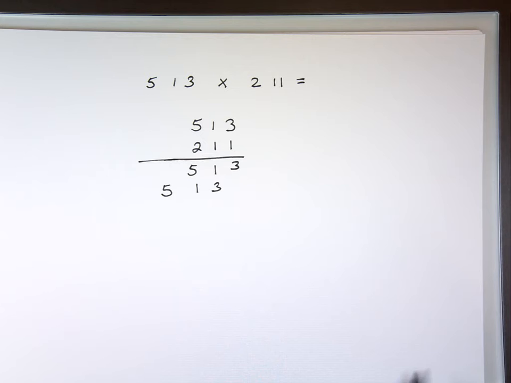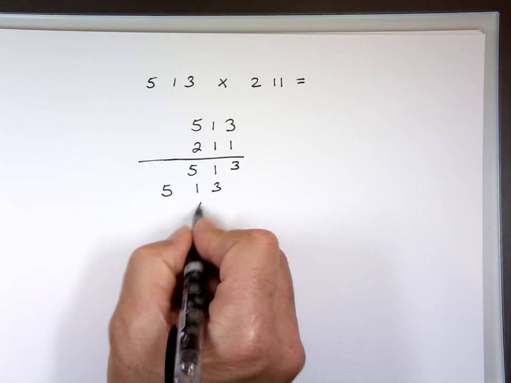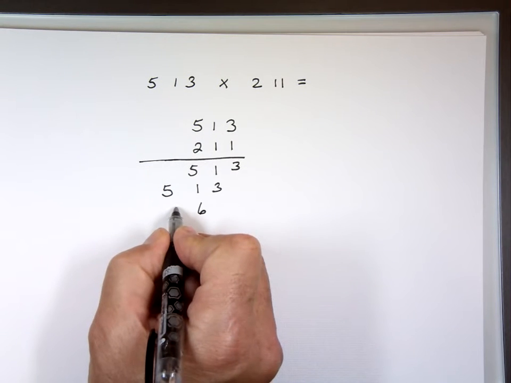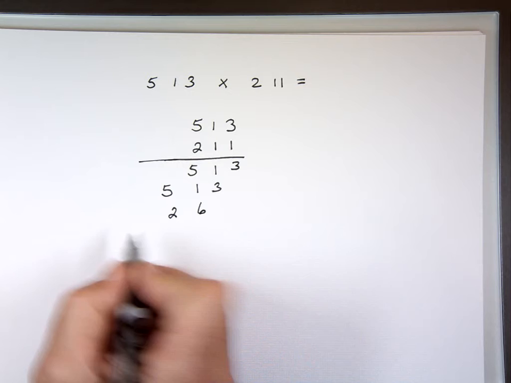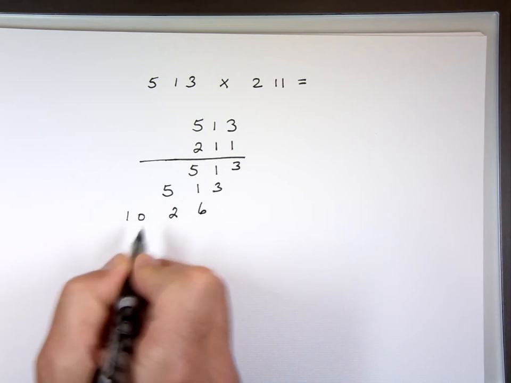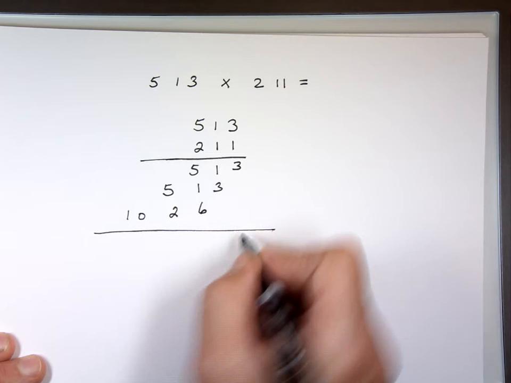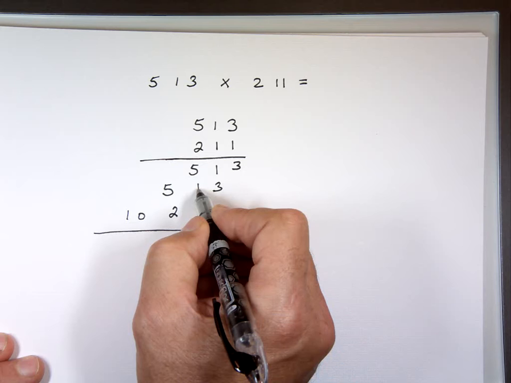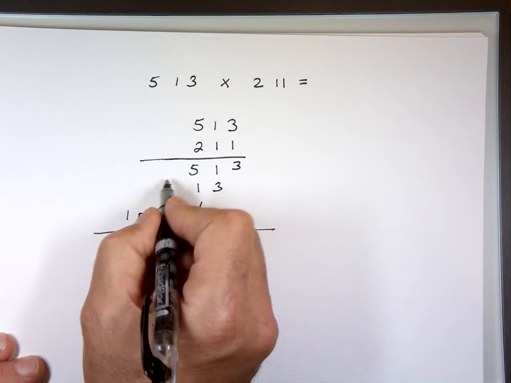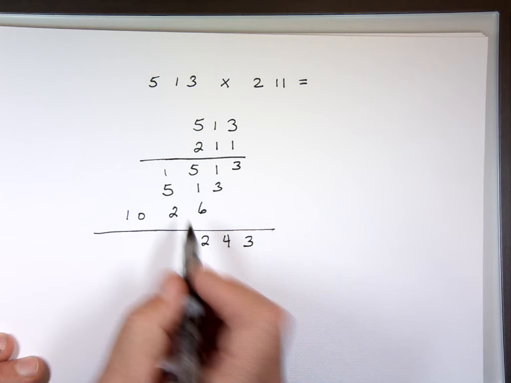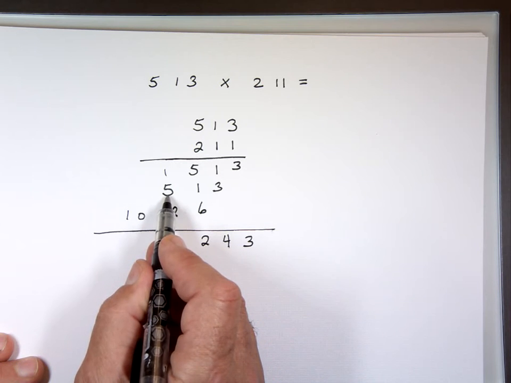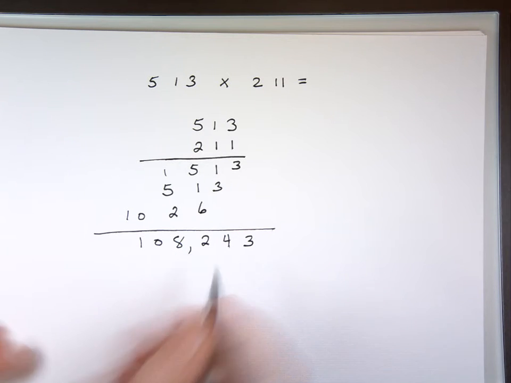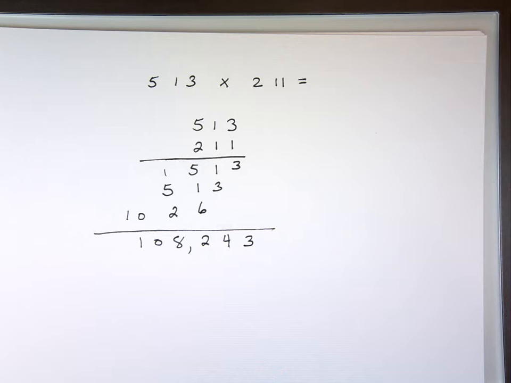The next one. 2 times 3. Notice where I put the 6 under the 2. 2 times 1. Try again. 2 times 5. 10. And now you add them. 3 plus nothing. 1 and 3. 5 and 1. 6 and 6. 12. 1 and 5. 6. 6 and 2. 8. 0. 1. So the answer is 108,243.